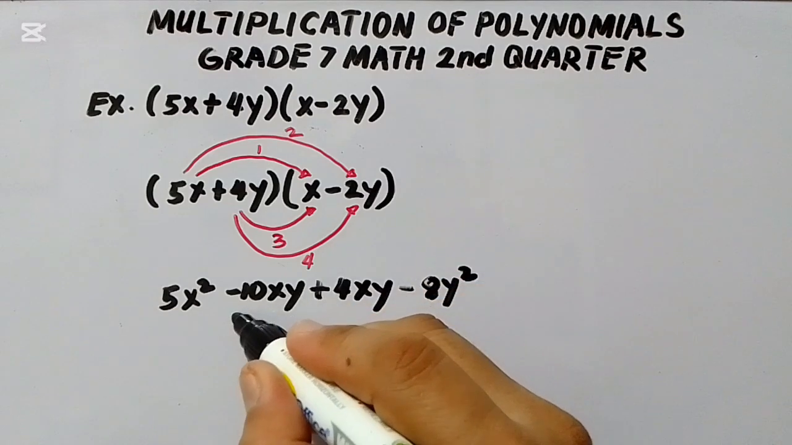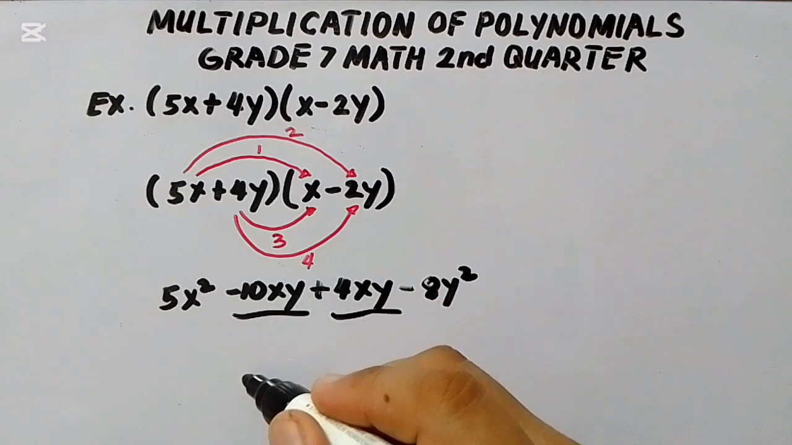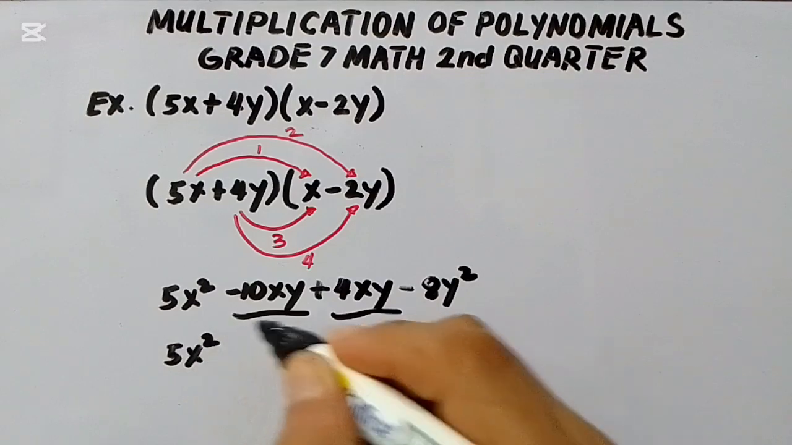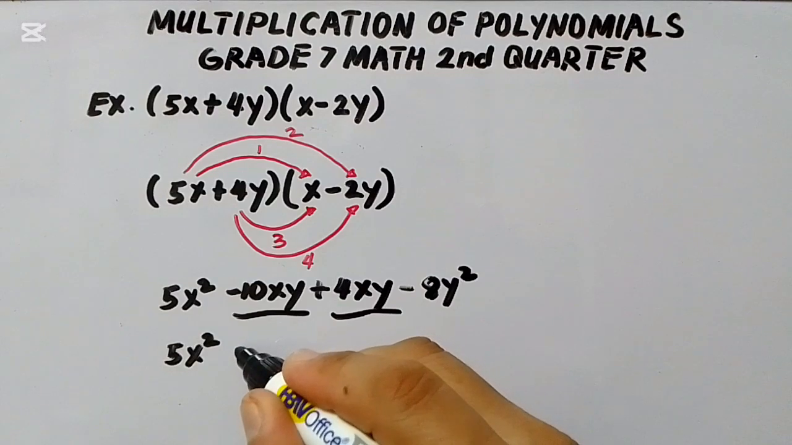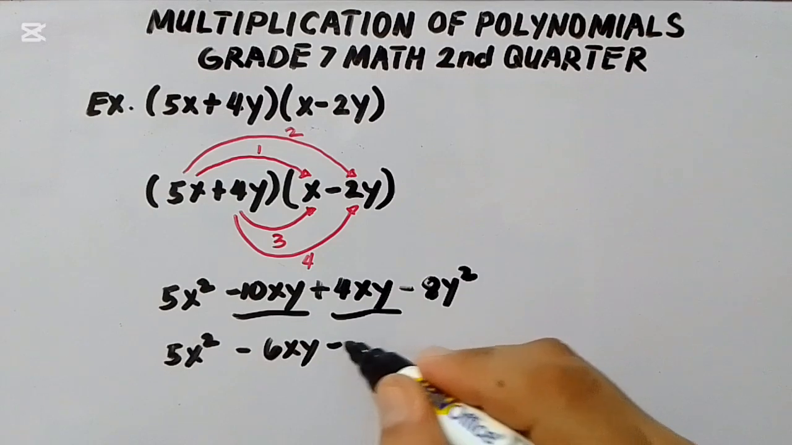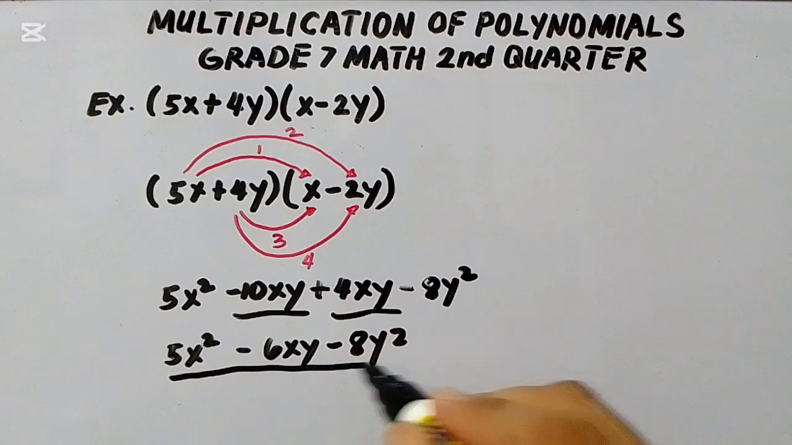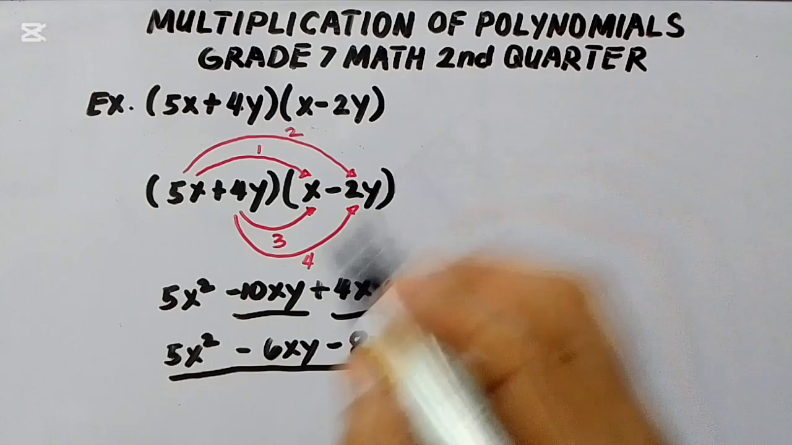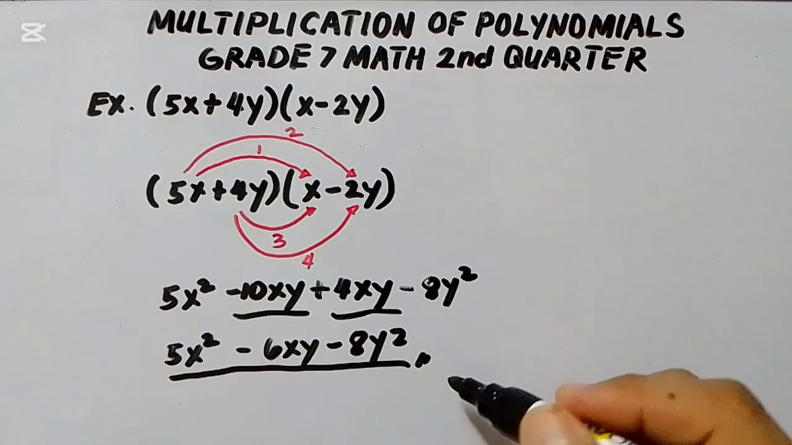Then, check po natin kung may like terms po tayo. So, meron po tayong dalawa. Negative 10xy and positive 4xy. Okay, so, i-combine po natin. So, i-copy po muna natin 5x squared. Then, combine po natin. Negative 10xy plus 4xy. That is negative 6xy. Then, copy negative 8y squared. Okay, so this is the product obtained after multiplying these two binomials. So we have 5x squared minus 6xy minus 8y squared.